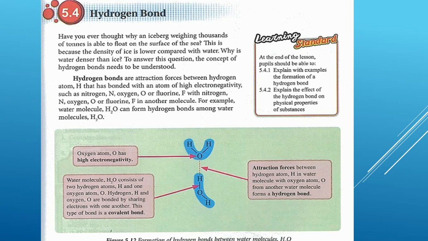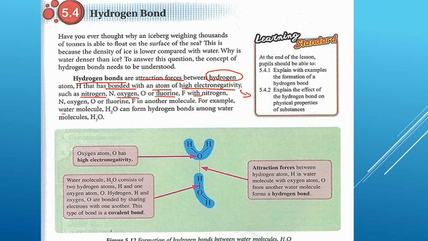So what is hydrogen bond? Hydrogen bonds are attraction forces between hydrogen atom H that has bonded with another atom of high electronegativity. The examples of such atoms are nitrogen, oxygen, fluorine. Semua ini adalah contoh-contoh atom yang high electronegativity. So what is electronegativity? Electronegativity ini adalah tendency to receive electron. The higher tendency to receive electron.